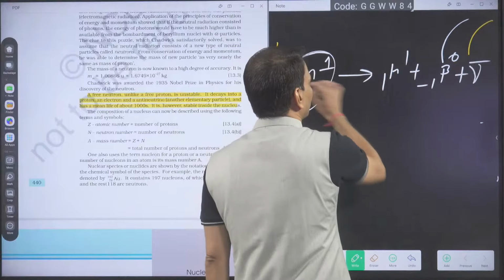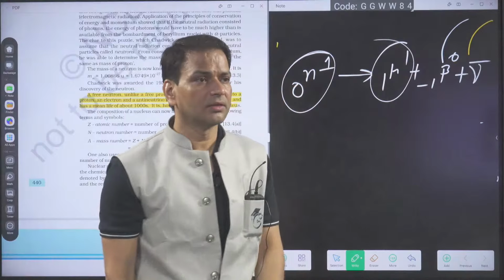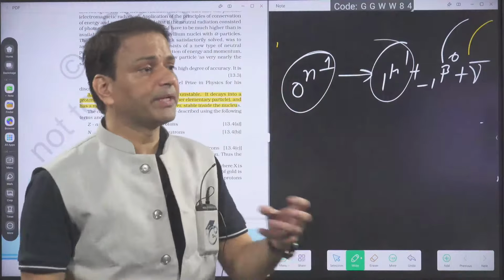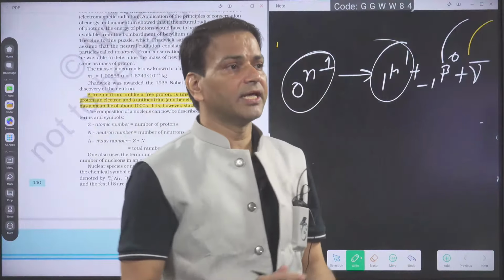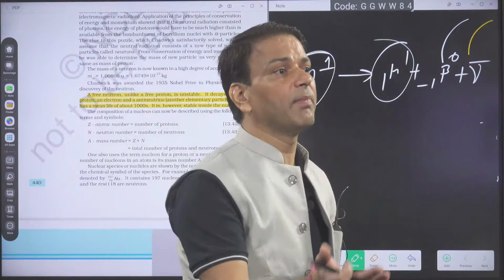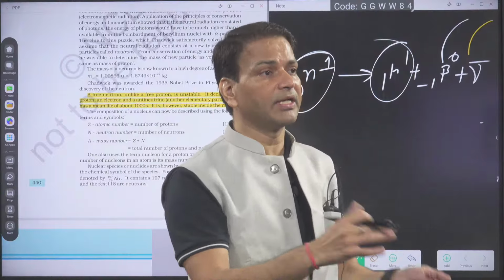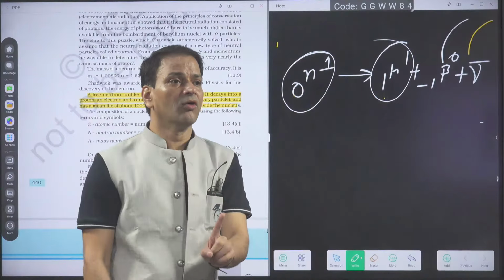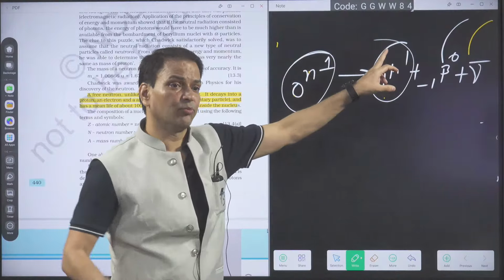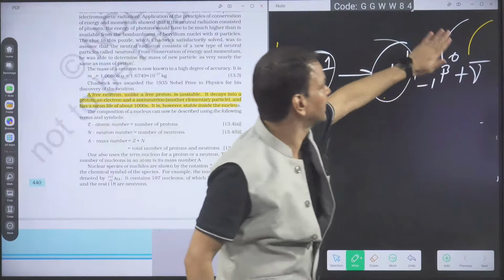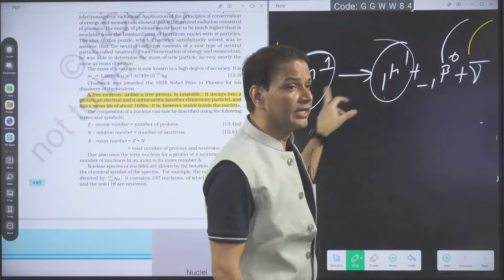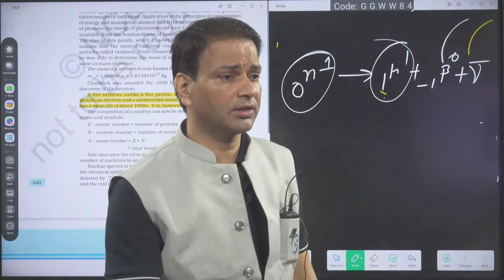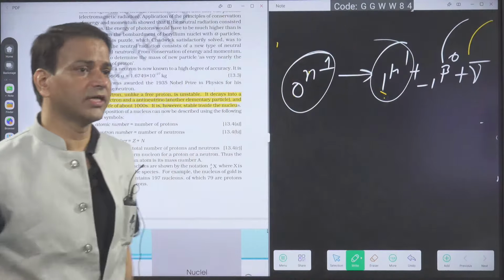Now in the place of neutron, what will we have? Proton. So remember this too: when a beta particle is ejected, the atomic number increases by 1 and the mass number remains the same. You can see earlier 0, now 1. Why? Because the beta got ejected, it came out, and in the place of neutron we have a proton. Everybody got? This is the disintegration of the neutron.